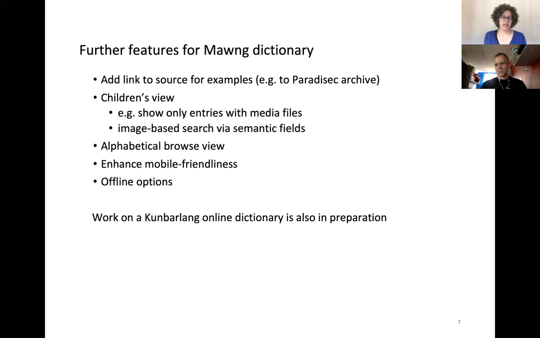other features we'd like to add for the Hmong dictionary, for example, adding a link to the source for examples, so they could link to the PARADISEC file, which has that recording in it. A children's view where you can see the entries with media files. An alphabetical browse view, just if people want to go straight to looking through words rather than enter something in the search. Enhance the mobile friendliness and have an offline option for when the internet isn't working very well, which happens a lot at Warwick.